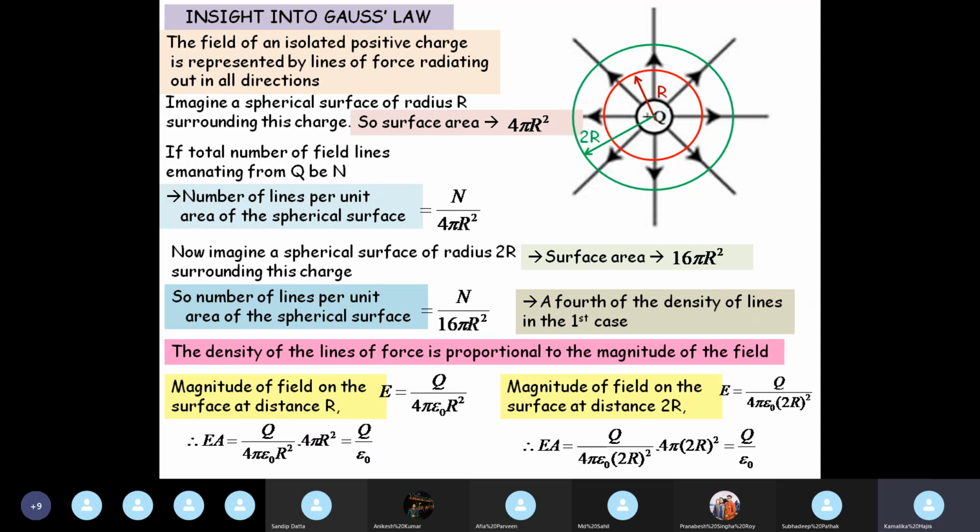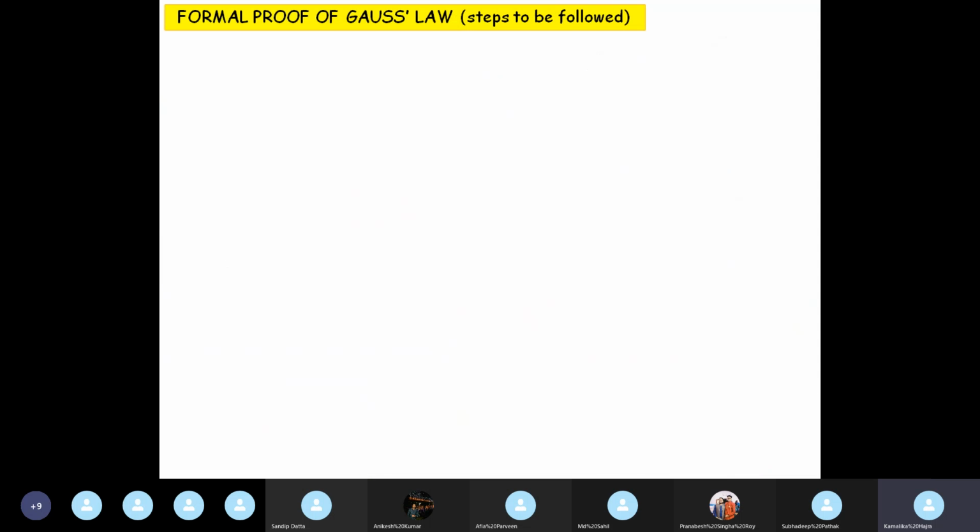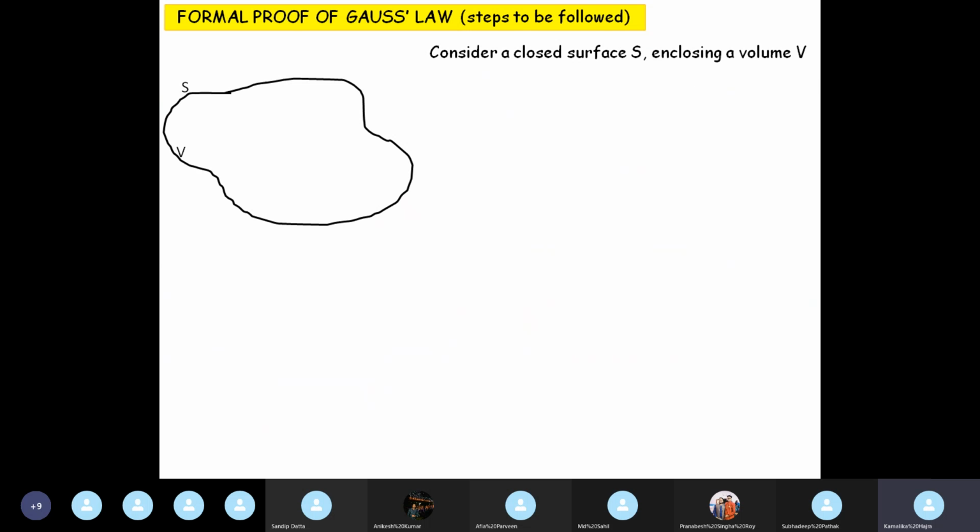So the flux is a quantity that remains constant even if you move further away from the charge that is producing the electric field, and it depends only on the magnitude of the charge that a certain area encloses. That is basically the essence of Gauss's law. I will not go through the proof of Gauss's law, as I have explained in detail the steps to be followed.